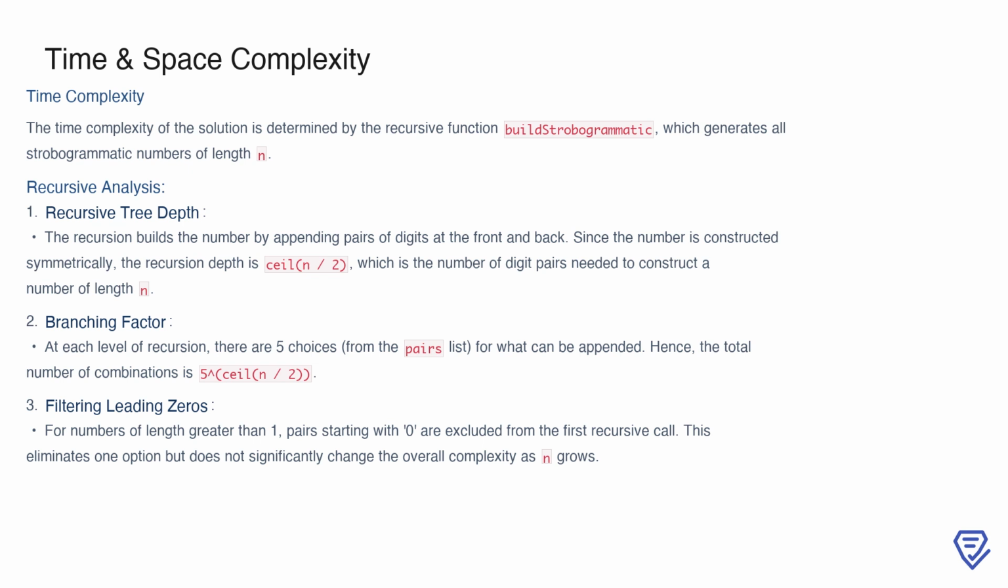total combinations. For numbers longer than one digit, we exclude pairs starting with 0 during the first recursive step to avoid leading zeros. However, this adjustment doesn't significantly alter the overall growth rate as n increases, so the branching factor remains effectively constant at 5.